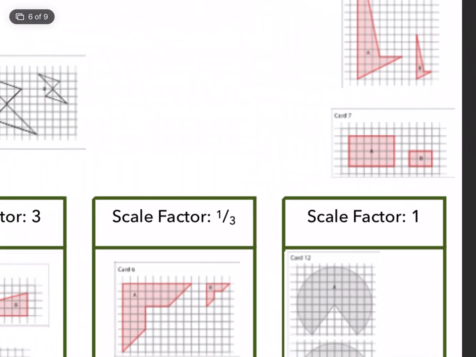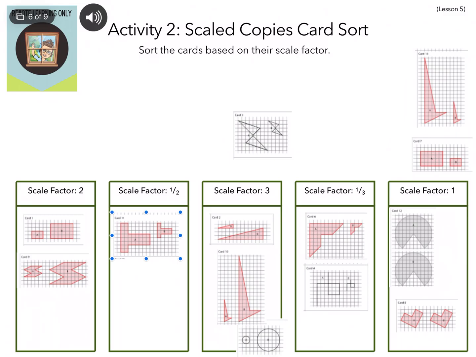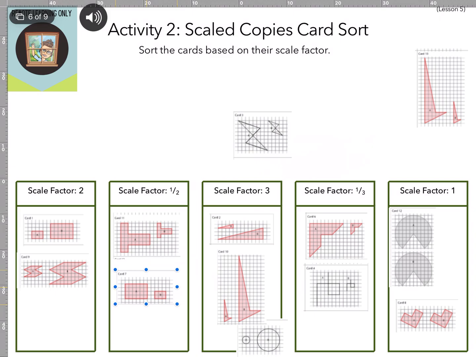I'm going to do card 7 because it looks easy. So 1, 2, 3, 4, 5, 6, and then 1, 2, 3. So 6 divided by 2 gives me 3, or 6 times 1/2 would give me 3.